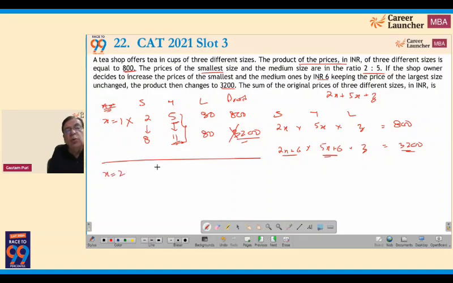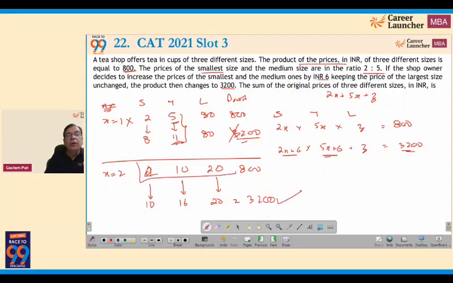Next case, x equal to 2. The original prices for small and medium will be 4 and 10. If the original product is 800, the large becomes equal to 20 rupees. If this goes up by 6 rupees, this becomes 10. This goes up by 6 rupees, 16. This remains the same. What is the product? 16 into 10 is 160, into 20 is 3,200. It satisfies. If it satisfies, that means these are the original prices. So what is my answer going to be? The answer is going to be 20, 10, 4: 34.